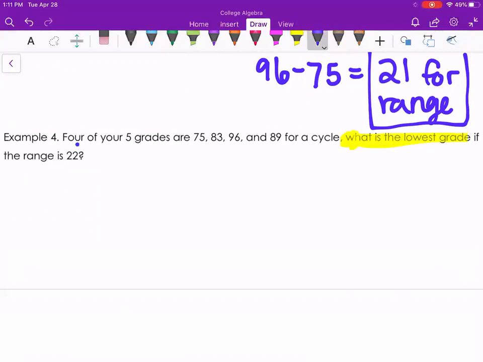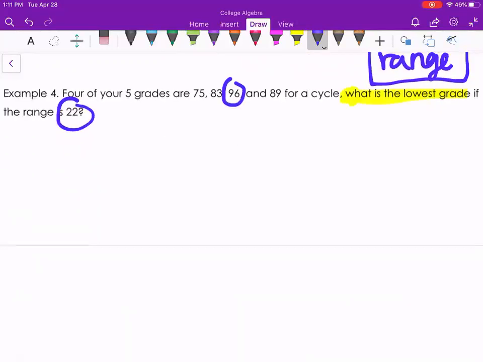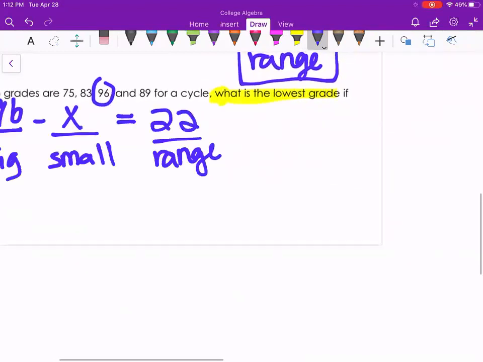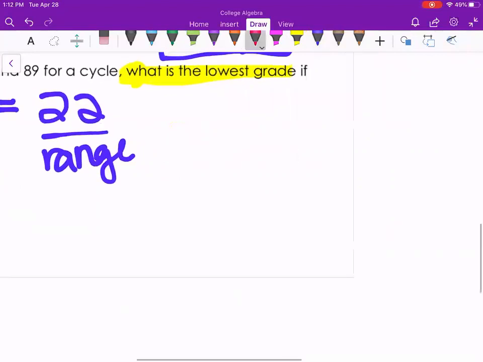Now, I do know the range and I know the biggest. So let's fill in an equation here and see if we can solve this. So we need the biggest, in this case, the big, minus our small number is supposed to make 22, which is the range. So let's solve this. All right, the biggest is our 96. The smallest, I don't know. And here's my equation. So let's set this up and solve. So right now we have 96 minus our X is supposed to be 22.